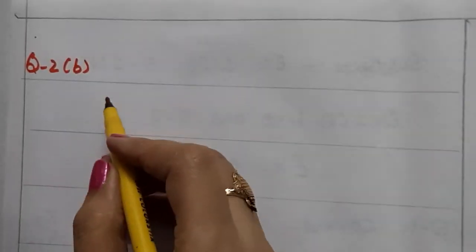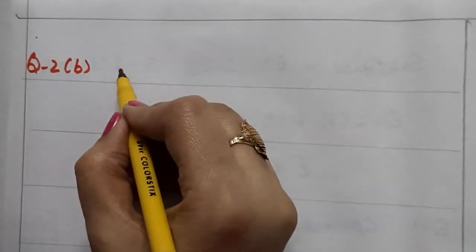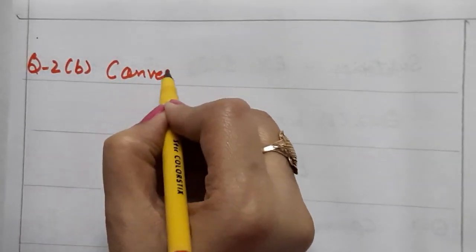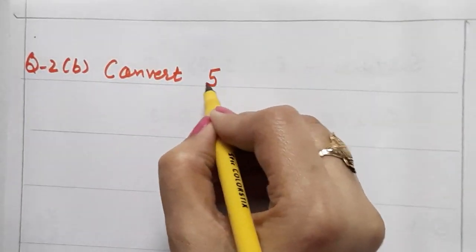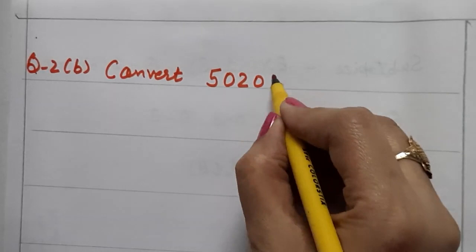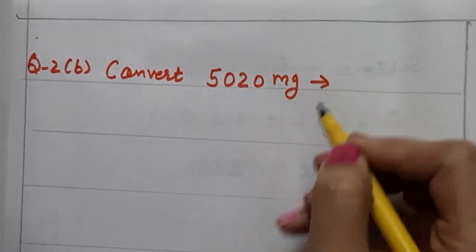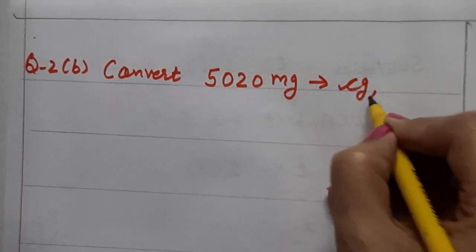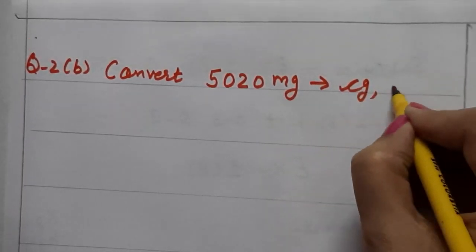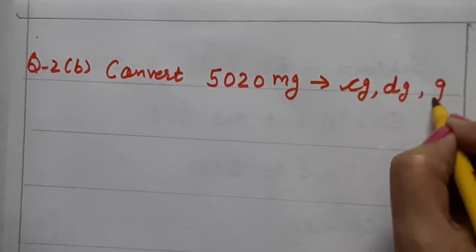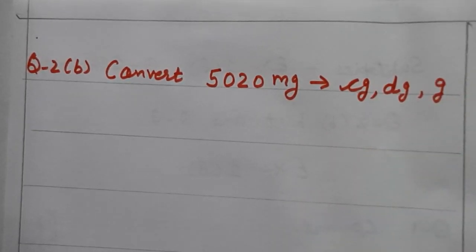Now question number 2, B part. Convert 5020 milligram into centigram, decigram and gram. Right? Let's start.